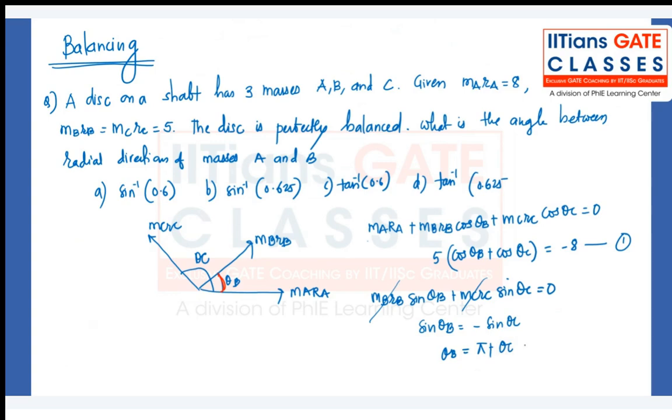Or you can also write it as theta B is equal to 2 pi minus theta C. Sine of 180° plus theta is also minus sin theta, and sine of 360° minus theta is also minus sin theta. So this should be the angle. Now you have one equation, and now you have another equation. Make use of this and try to solve.